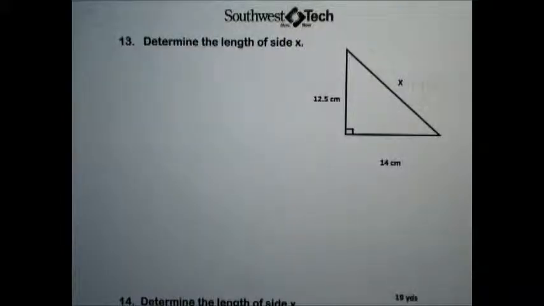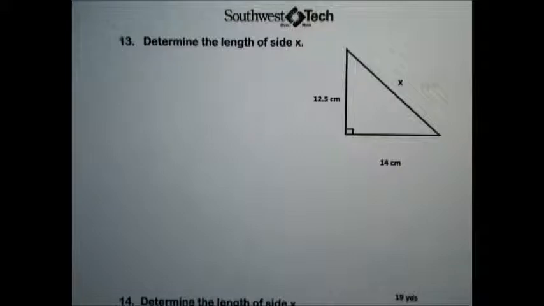Practice set 1, problem number 13. Determine the length of side x. Given that this is a right triangle, if we know two lengths of a right triangle, we can compute the third length using a rearrangement of the Pythagorean theorem.